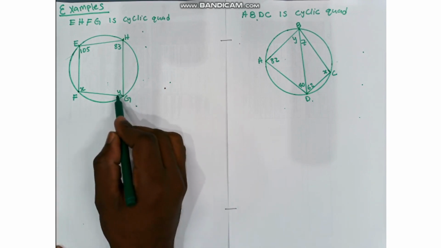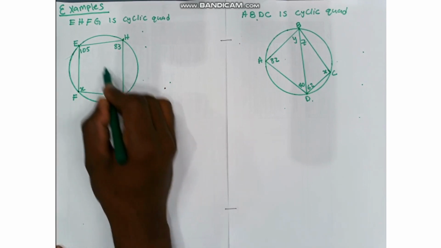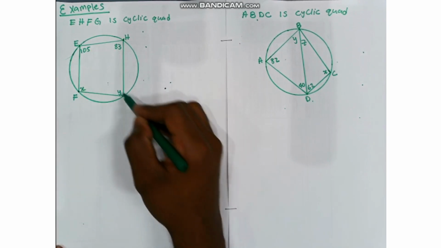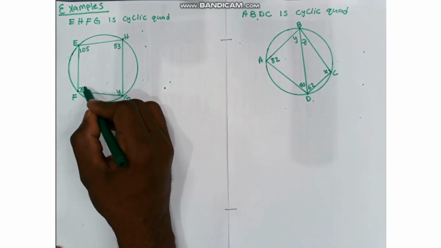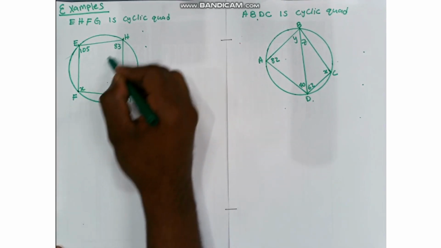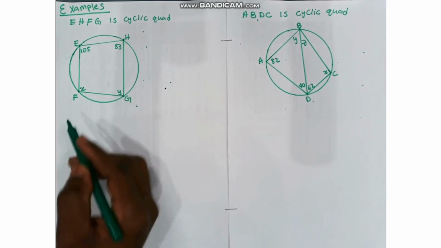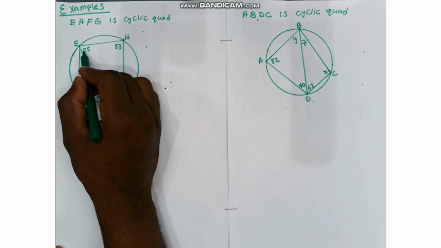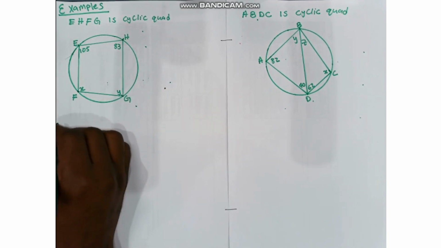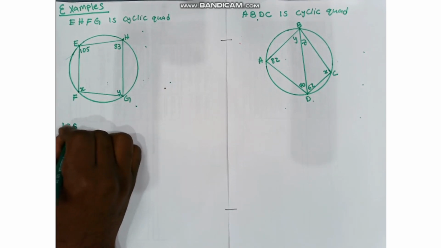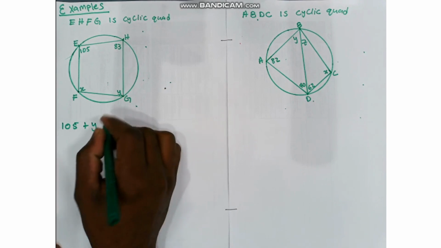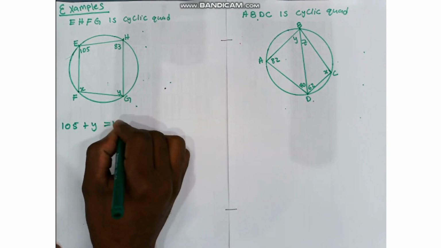It's saying two opposite angles, these two opposite angles, add up to 180. These two opposite angles also add up to 180. So now, in order for us to find y, we can say 105 plus y gives us 180.